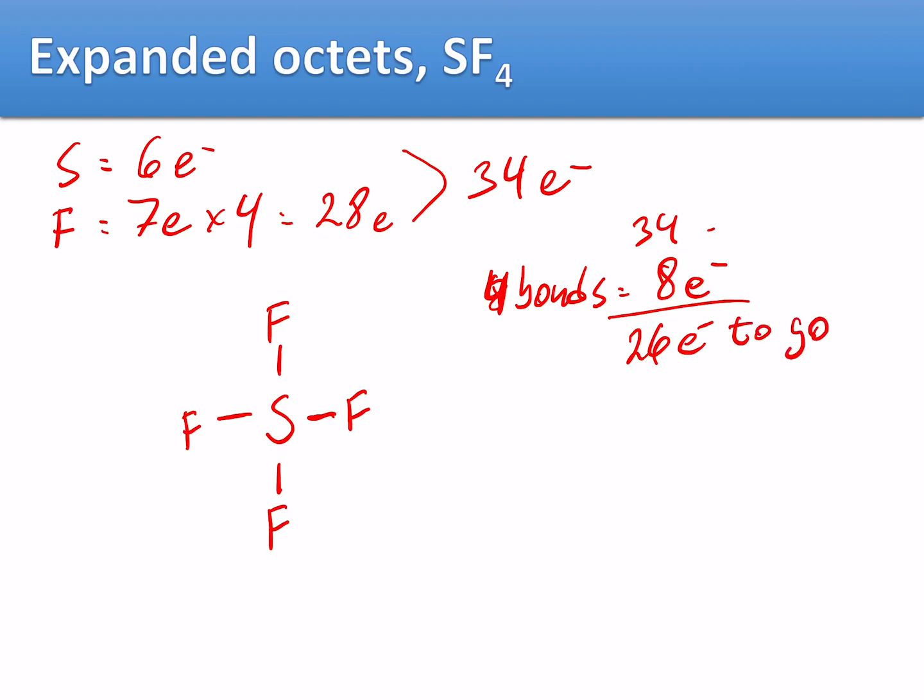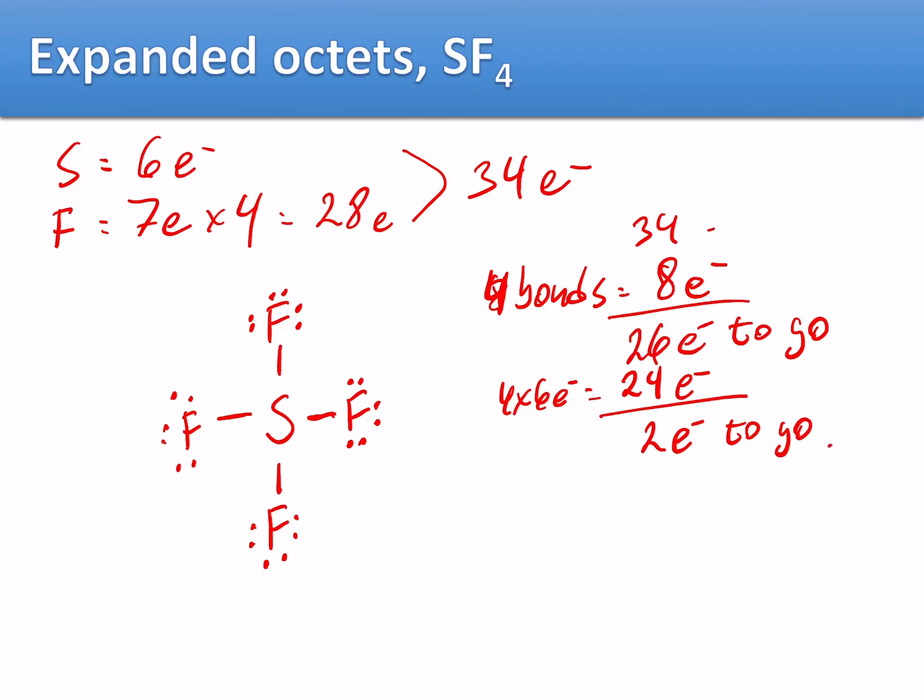So we start putting electrons around the fluorines. 1, 2, 3, 4, 5, 6, plus 2 in the bond, that's 8. Same for each of the others. 4 fluorines, you put 6 electrons around each fluorine, that's 4 times 6 electrons, that's 24 electrons. So that's 2 electrons to go.